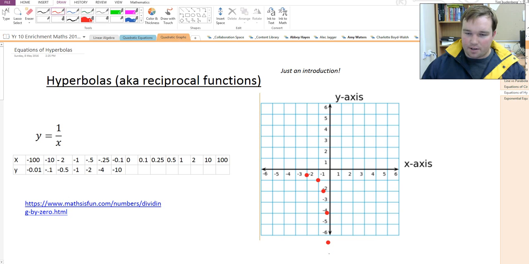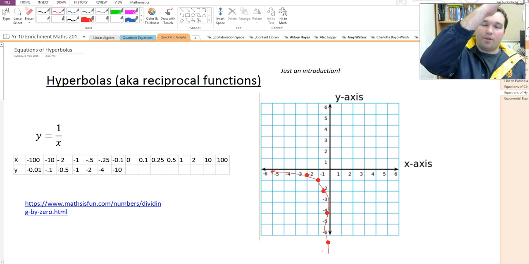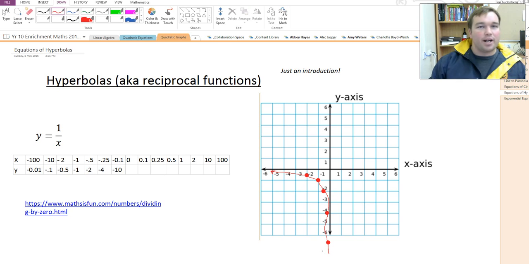So on the negative side, the graph looks like this. It's really hard to do this with a mouse. Going off that way. That's meant to be a smooth curve from the y-axis all the way through to the x-axis, but not touching either the y-axis or the x-axis.